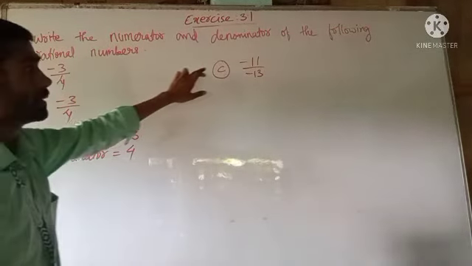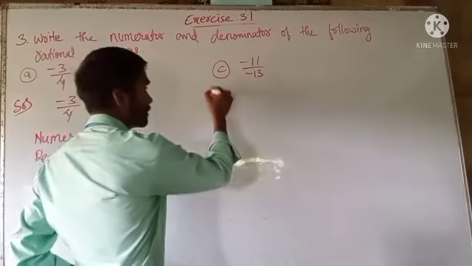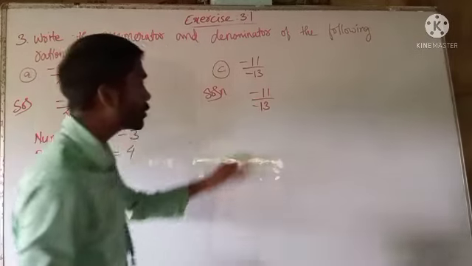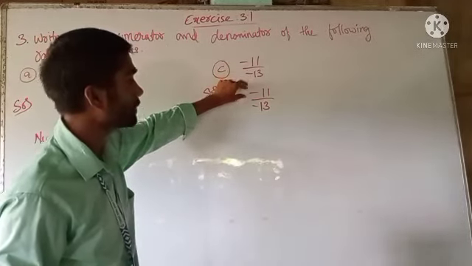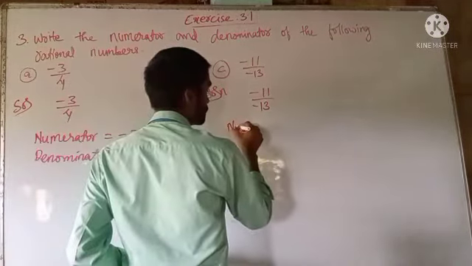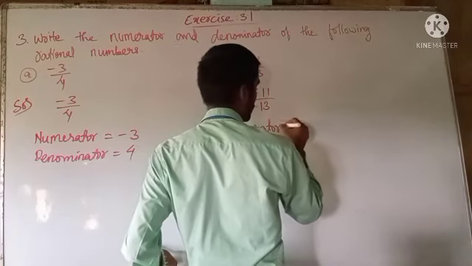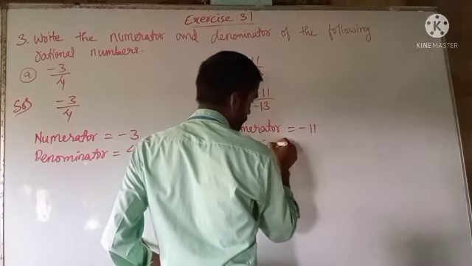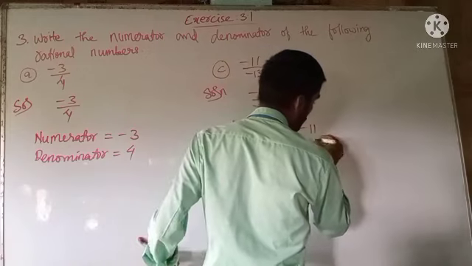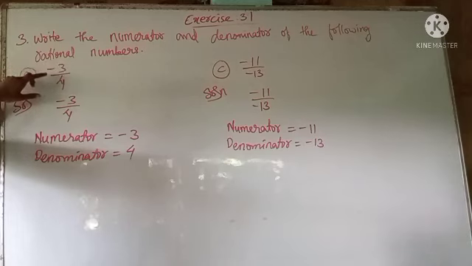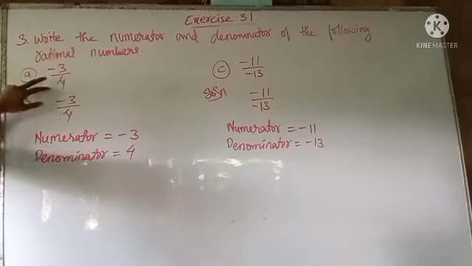Option number C here, minus 11 by minus 13. Here in the numerator place, what is there? There is minus 11, and in the denominator's place it is minus 13. So we write numerator minus 11 and denominator here is equal to minus 13. That is, whatever is above this divide symbol line will be known as numerator, and whatever is below that is denominator.